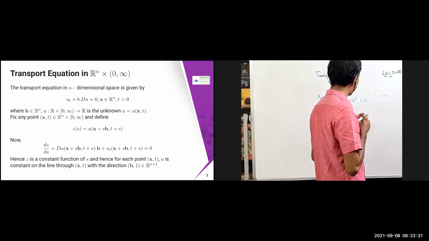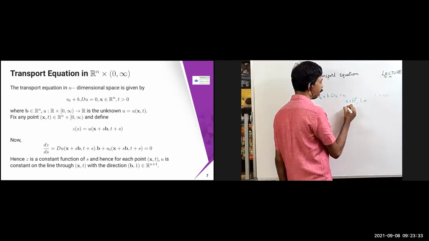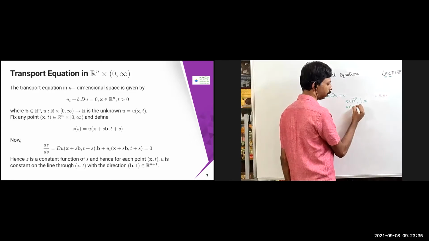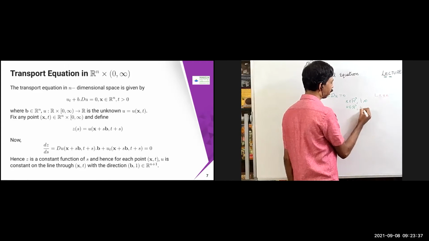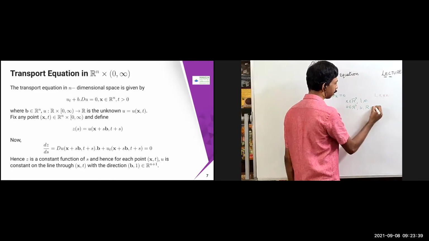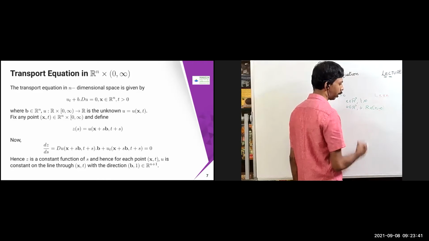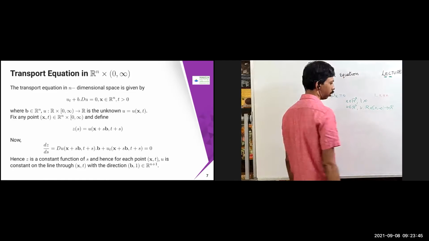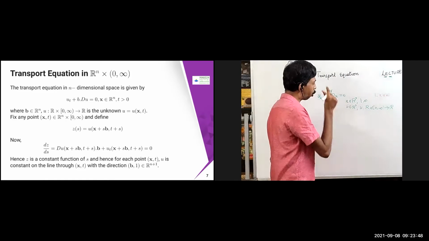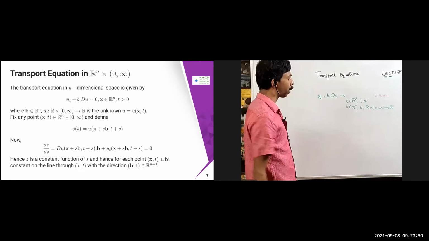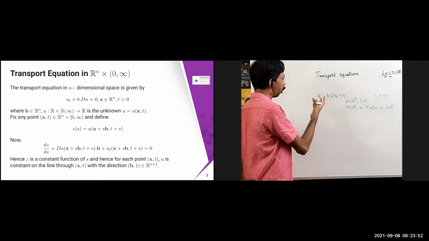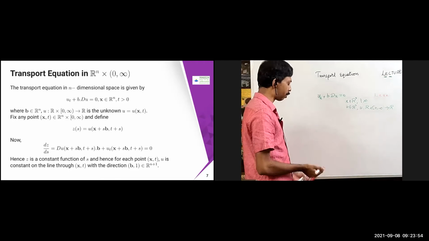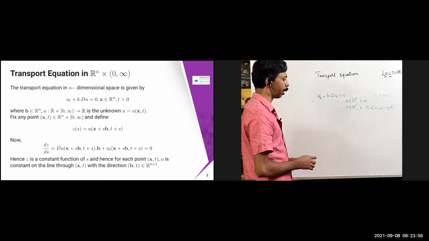Here x belongs to R^n and b belongs to R^n, and u is a function from R^n cross (0, infinity) to R, which is the unknown function. So this is the general n-dimensional problem. Not only one-dimensional, you can take any n-dimensional problem. This is the transport equation in the n-dimensional case.